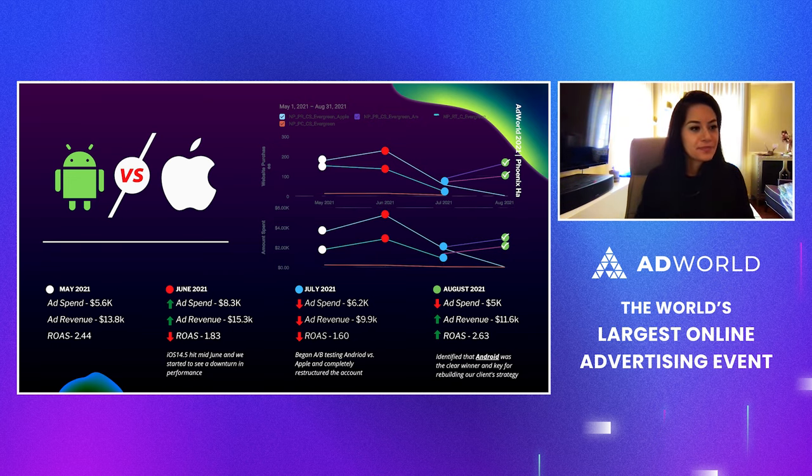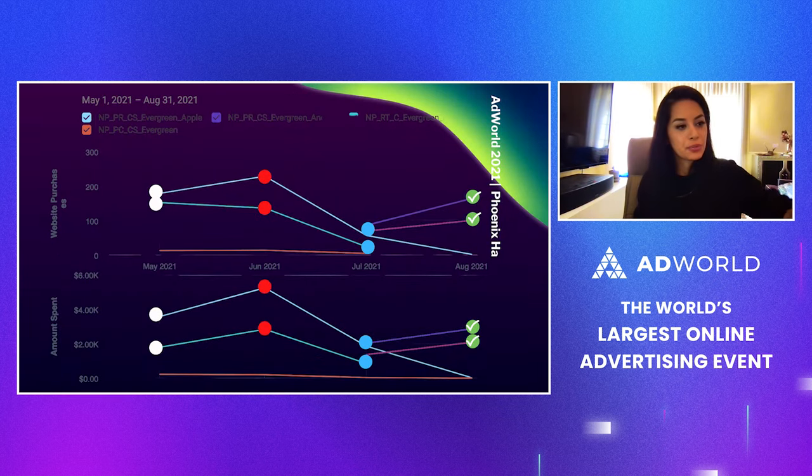We saw a pickup. So you can see here on the graph with the blue dots, in July, which is when we made the changes, the purple line and the pink line are going to be the Android specific campaigns. The blue line, we just readjusted it and made it into a manual campaign that only served to Apple devices. We opened up the Apple devices.